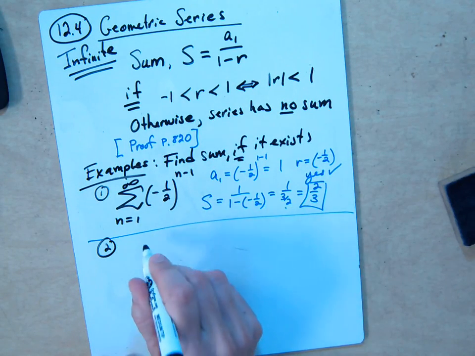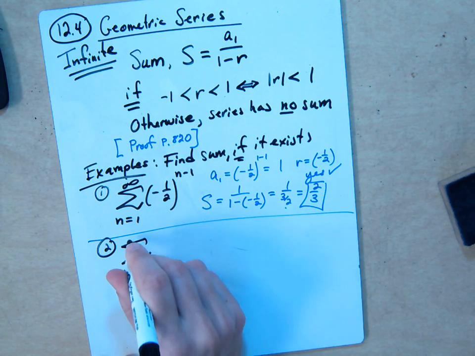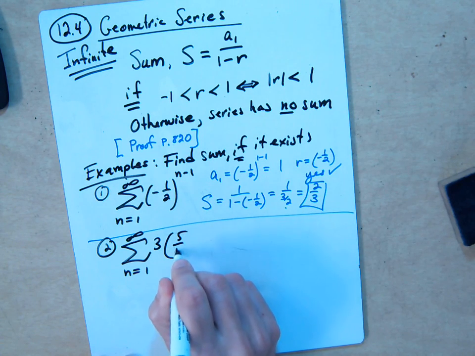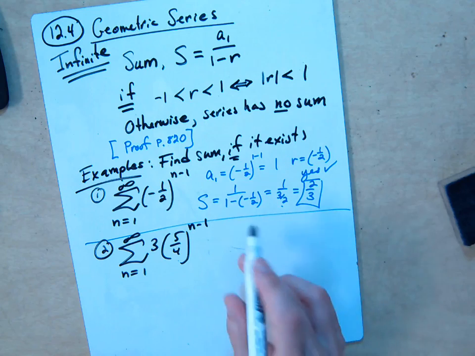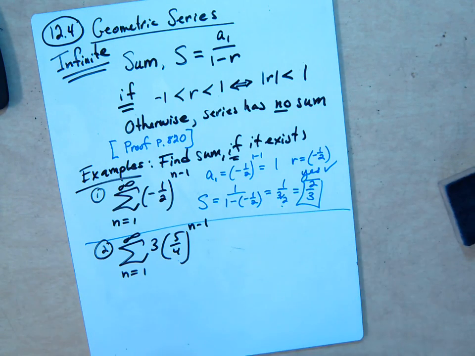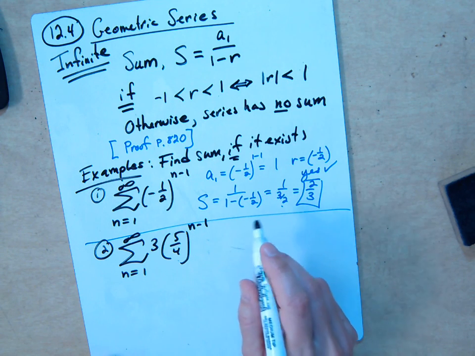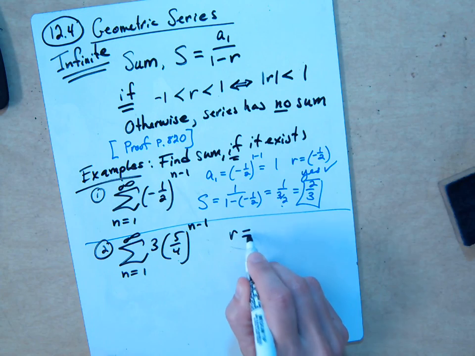Okay, let's try this one. These should be the easier ones. The sum from n equals 1 to infinity of 3 times 5/4 raised to the n minus 1 power. Okay, so before we even do this, let's just look at r. What is r here in this equation?